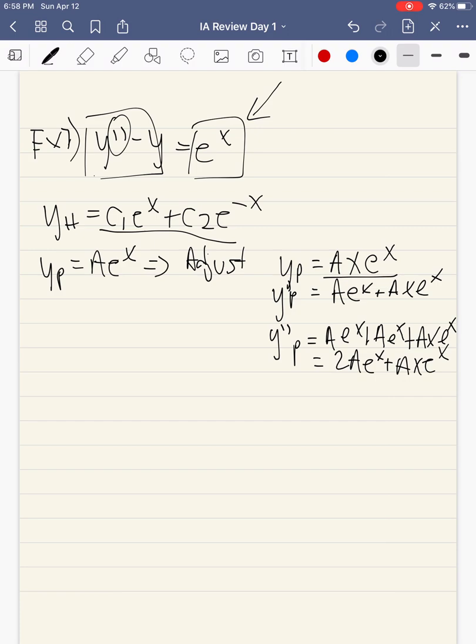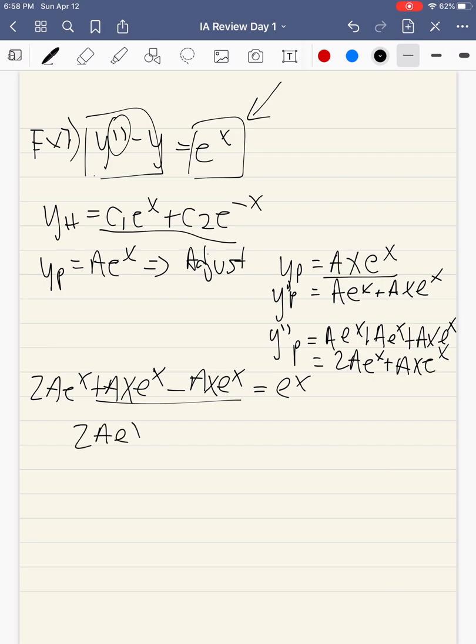Now I need to take my particulars here and make it look like my original function. So I have 2a e to the x plus a x e to the x, minus my first yp, so y, and that's going to give me e to the x. We can see that these two terms are going to cancel out, so I'm left with 2a e to the x is equal to e to the x. Solving for a, I get a is equal to 1/2. So my particular solution is yp is equal to 1/2 x e to the x.